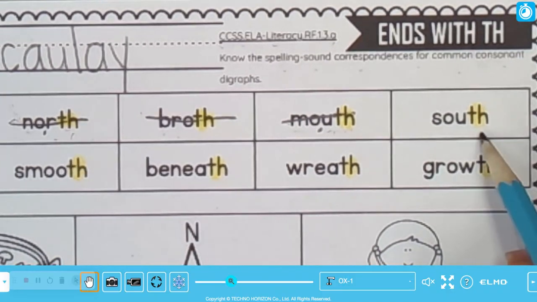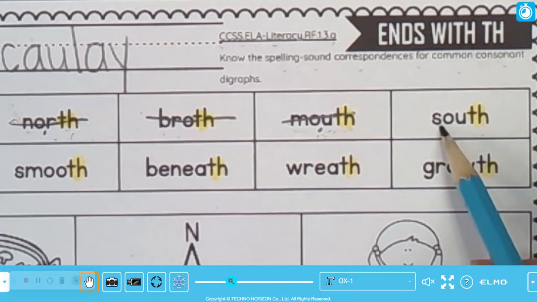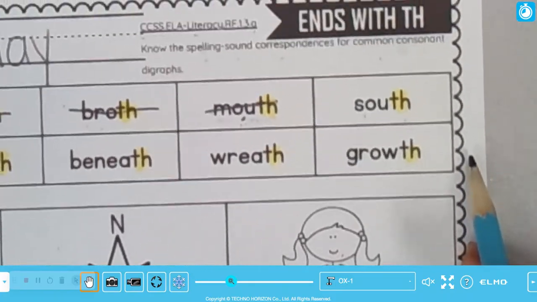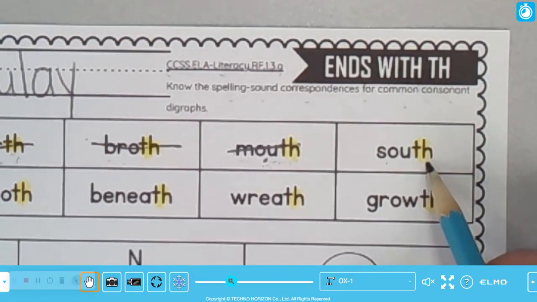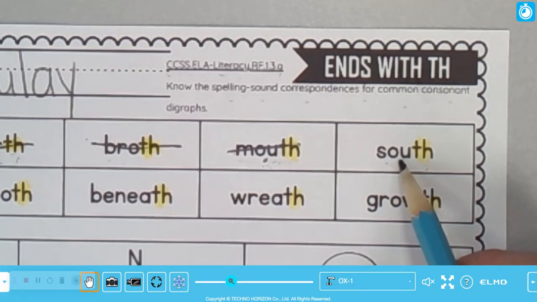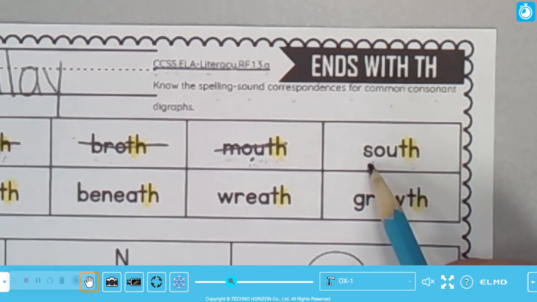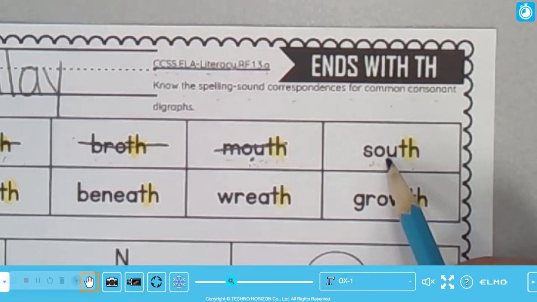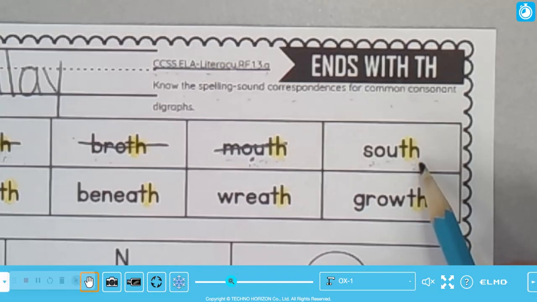And now we're going to this word, which is almost the same as mouth, except it's got an S instead of an M. Okay, so the TH has the th sound. The OU has the ow sound. Let's read this word. Ready? Begin. South. What is this word? Yes, it's the word south.